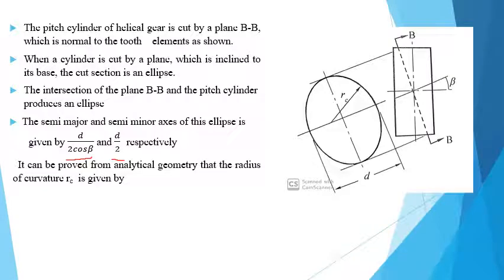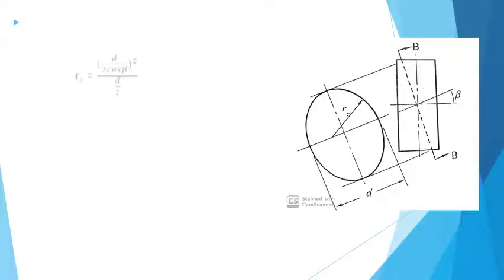It can be proved from analytical geometry that the radius of curvature of this particular ellipse, denoted by RC, is given by the expression a square divided by b. So if we consider the radius of curvature of this ellipse RC, that is given by a square by b. If I substitute the expressions for the semi-major and semi-minor axis, that is d by 2 cos beta whole square divided by d by 2, this becomes RC equal to d by 2 cos square beta.